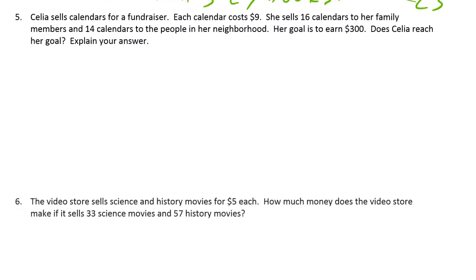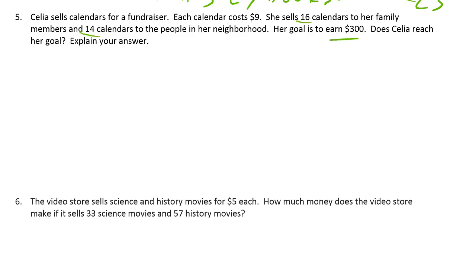Celia sells calendars for the fundraiser. Each calendar costs $9. She sells 16 calendars to her family members and 14 calendars to the people in her neighborhood. Her goal is to earn $300. Does Celia reach her goal? So we have to figure out if she sold enough. Did she make enough money selling calendars? Did she make the $300 there?